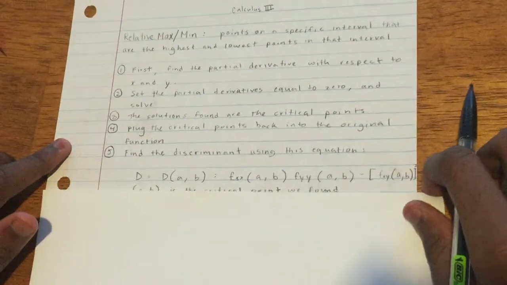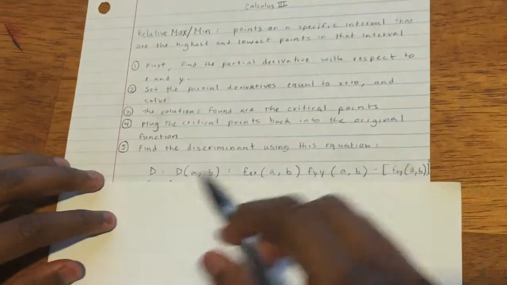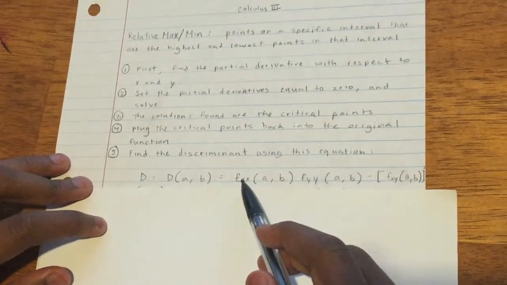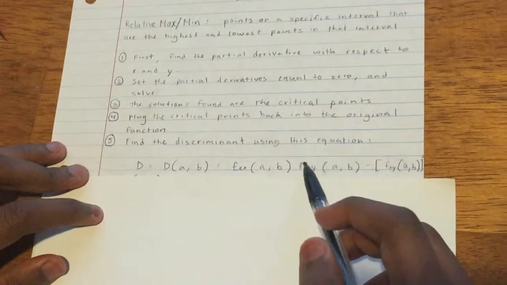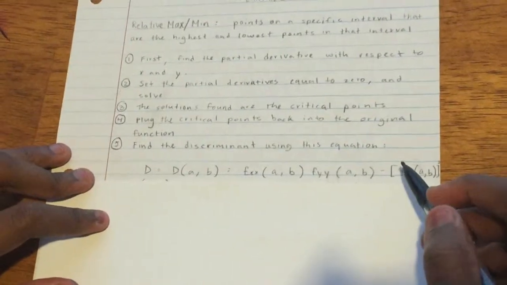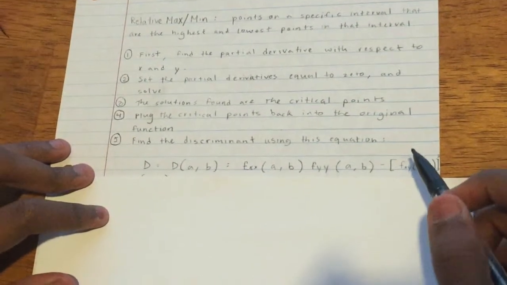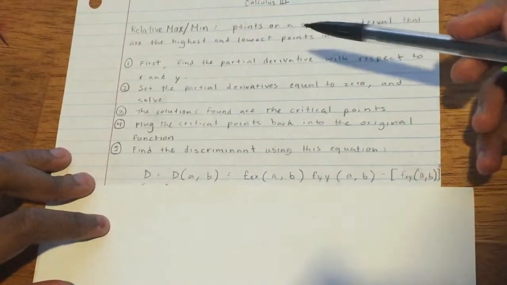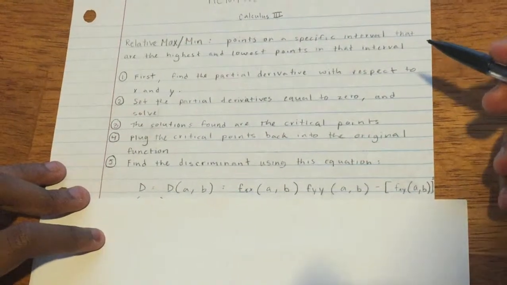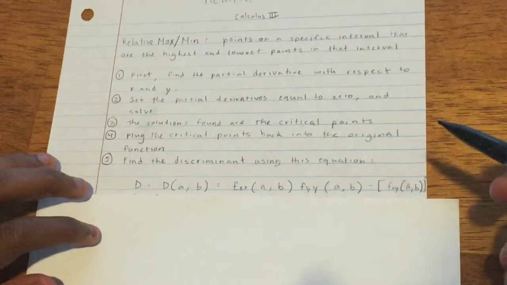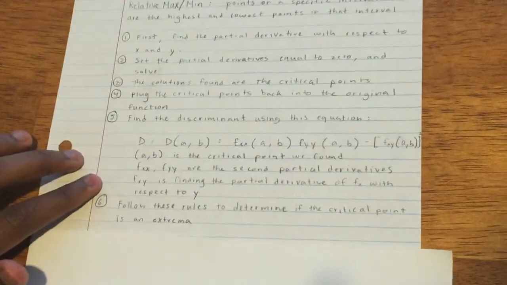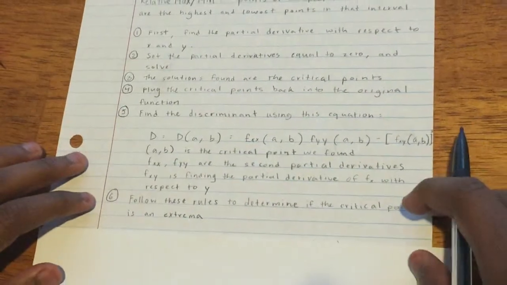So to find the discriminant, we will be using this equation. Here we have the discriminant is equal to the second partial derivative with respect to x times the second partial derivative with respect to y, minus the second partial derivative of x with respect to y. So you will use the first partial derivative of x and find the second partial derivative with respect to y, and you would square that. So you would follow these rules to determine if the critical point is an extrema.